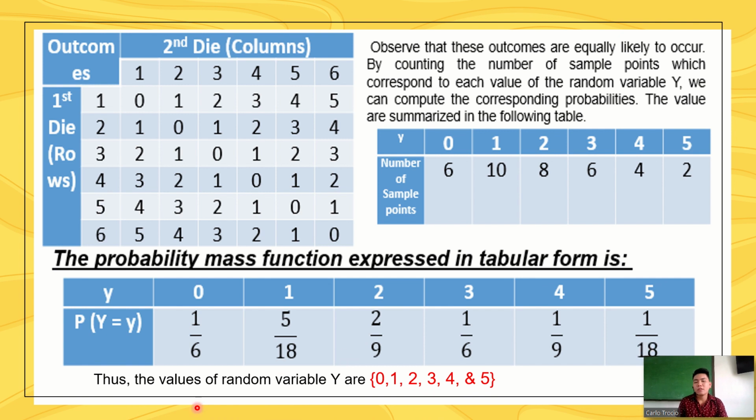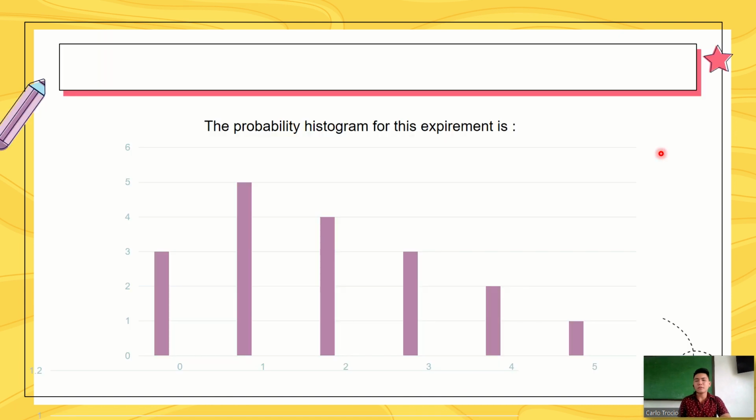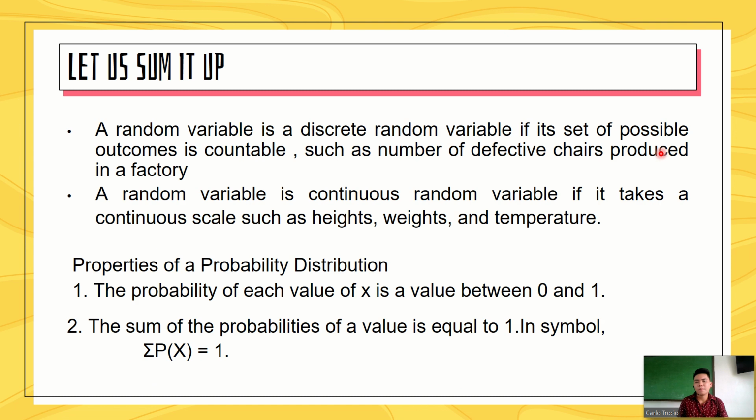And then if you are asked what the values of the random variable y are, you are just going to list 0, 1, 2, 3, 4, and 5. These are the values here. And this is an example of a probability histogram.